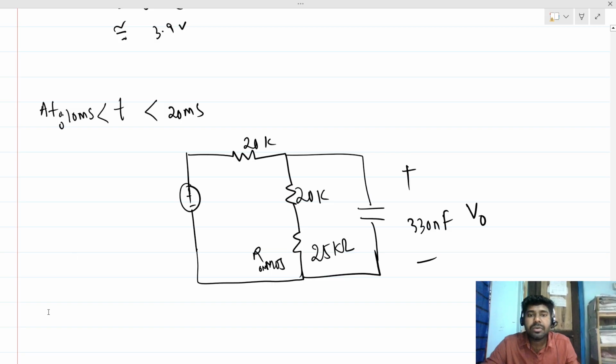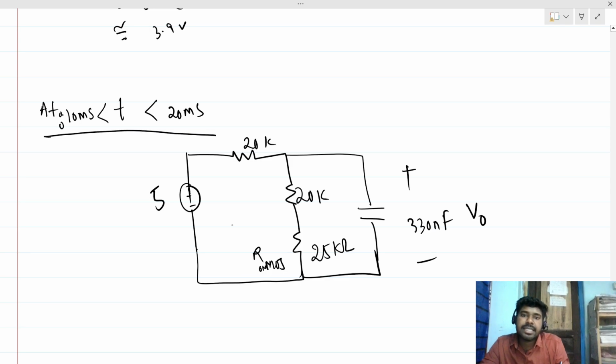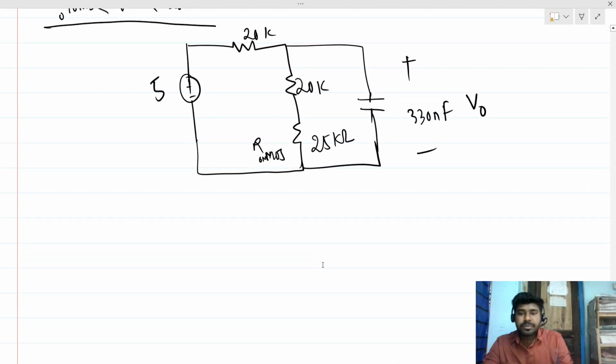Now how will we solve this? We can see that the time constant has changed, right? Because the resistance has changed. So how do we find that? Actually, I will find it mathematically first, then I will give some intuition on how the circuit will behave. We know that this expression is always valid for a capacitor, right?